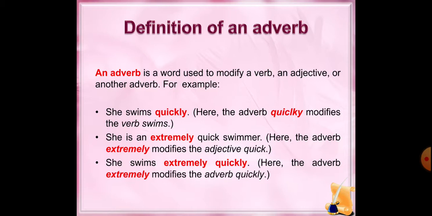For example, she swims quickly. Here the adverb quickly modifies the verb swims. She is an extremely quick swimmer. Here the adverb extremely modifies the adjective quick. And the last one. She swims extremely quickly. Here the adverb extremely modifies the adverb quickly.